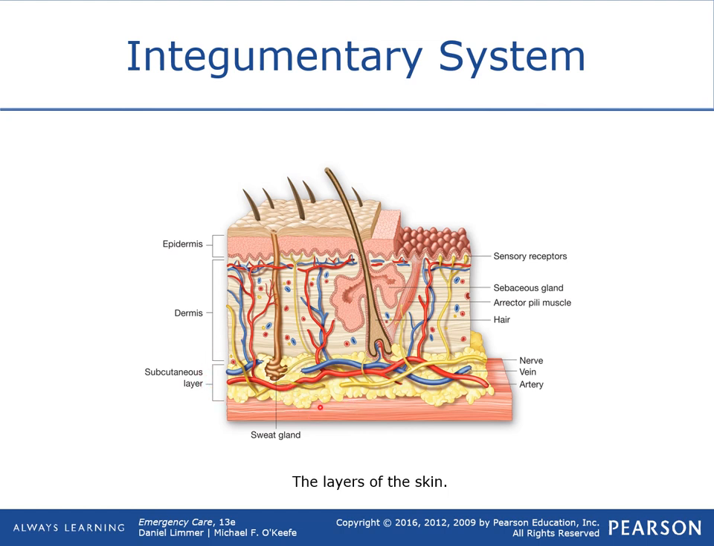Subcutaneous layer has a lot of fat in it. You can see this is fatty tissue right here. You have bigger arteries and veins. This is where you're going to get a lot more blood coming from any wound, because it is pretty darn deep. You also have bigger nerves running through here, so it's going to be much more painful.